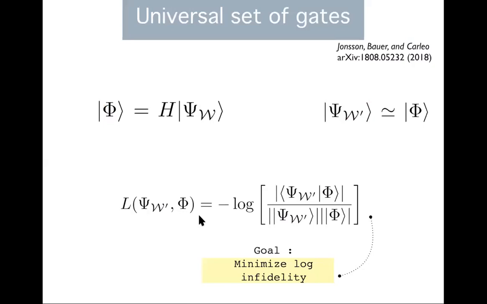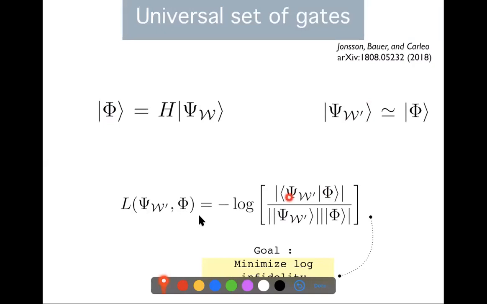So the thing that you want to minimize in this machine learning approach is the overlap, or in this case, we use the logarithm of the overlap, a minus log of the overlap, but this is not very important. So you can maximize the overlap or minimize the minus log of the overlap.